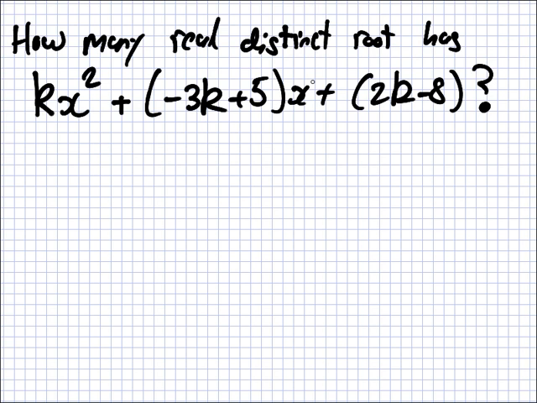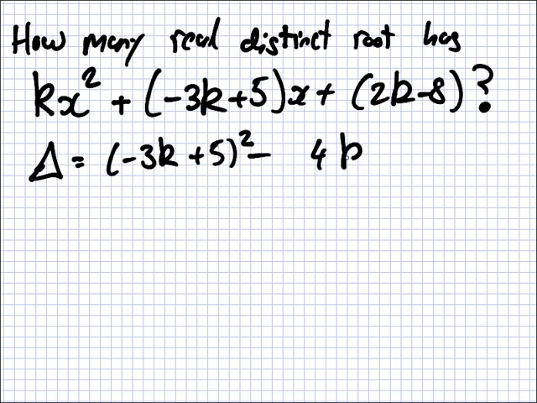Let's have a look, okay? Let's see. So, it's the same as the last one. We start off by calculating the discriminant, yeah? In this one, what's the b? The whole thing, yeah. The whole minus 3k plus 5, squared, minus 4ac.